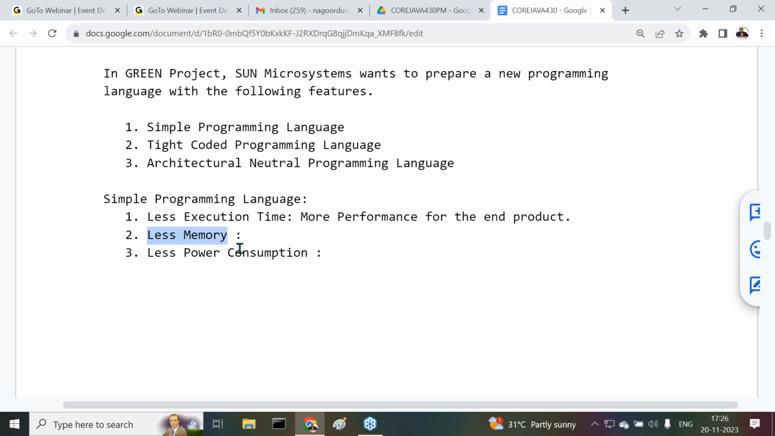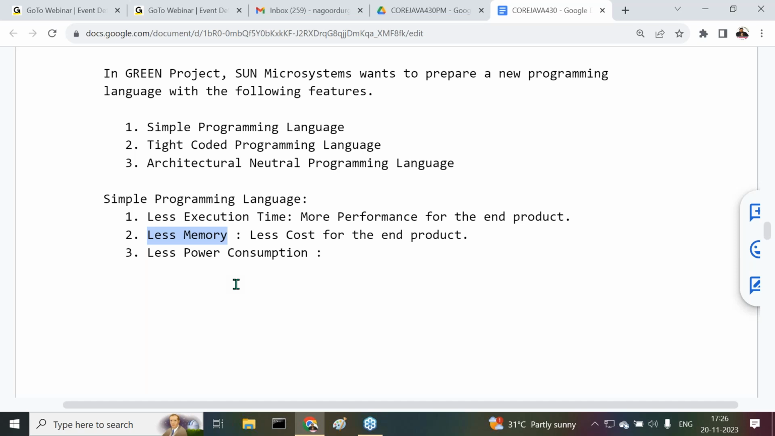So because of that reason, Sun Microsystems wants to prepare their new programming language with less memory. If it is less memory, it reduces the cost of the end product. It will provide a lesser cost for the end product. So that's an advantage here. If it is less cost, definitely demand will increase more. When demand increases more, automatically business will increase more. So due to that reason only, Sun Microsystems wants to provide a new programming language as a simple programming language. Inside this simple programming language, they have taken the factor of less memory consumption.